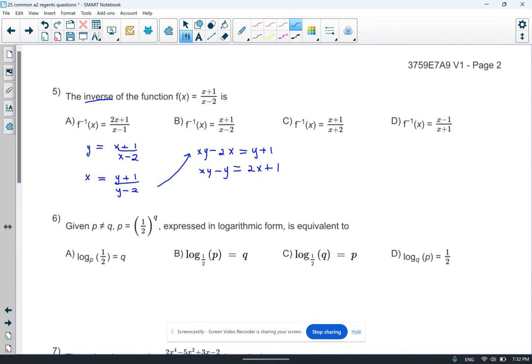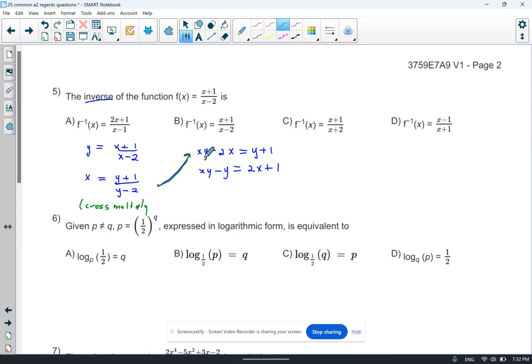So after, let me just take a step back. We went ahead, we replaced f of x with y. We then switched x and y. At this point, in order to isolate y, we first cross multiply. So here, you're going to cross multiply. And that gets rid of the fraction in the denominator.